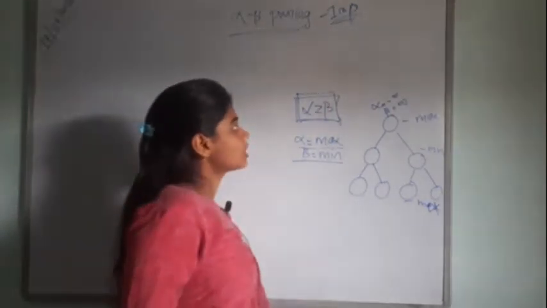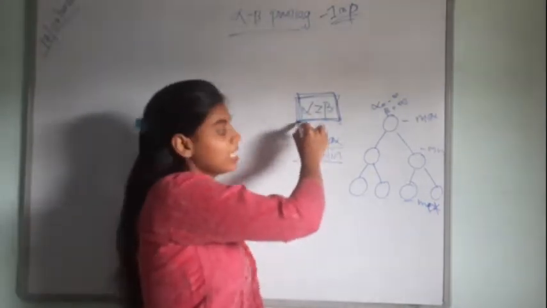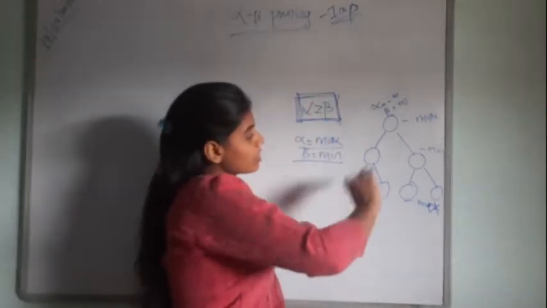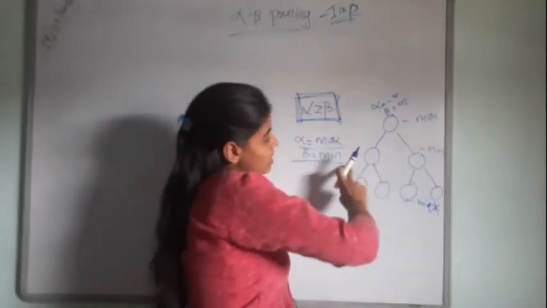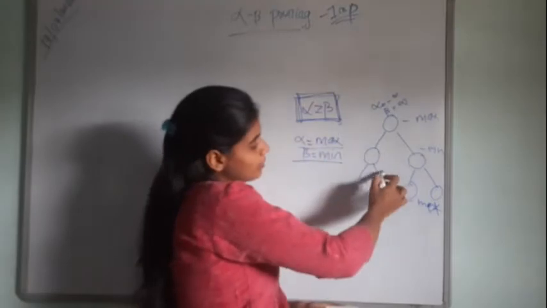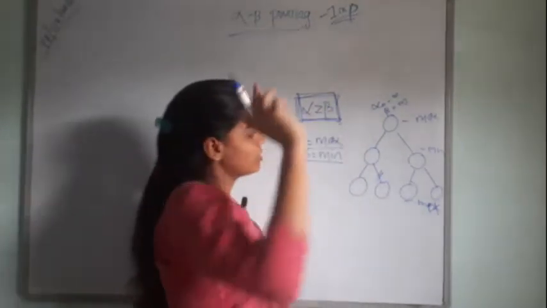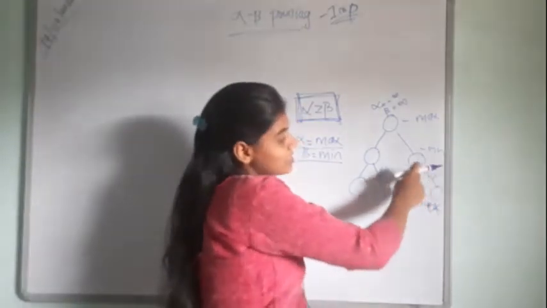Here they take the condition as alpha is greater than or equal to beta. But how do they predict the pruning? They see whether the alpha value is greater, and then they do a pruning. Suppose alpha and beta values are the same, then also they can do a pruning, which means they can ignore those nodes.